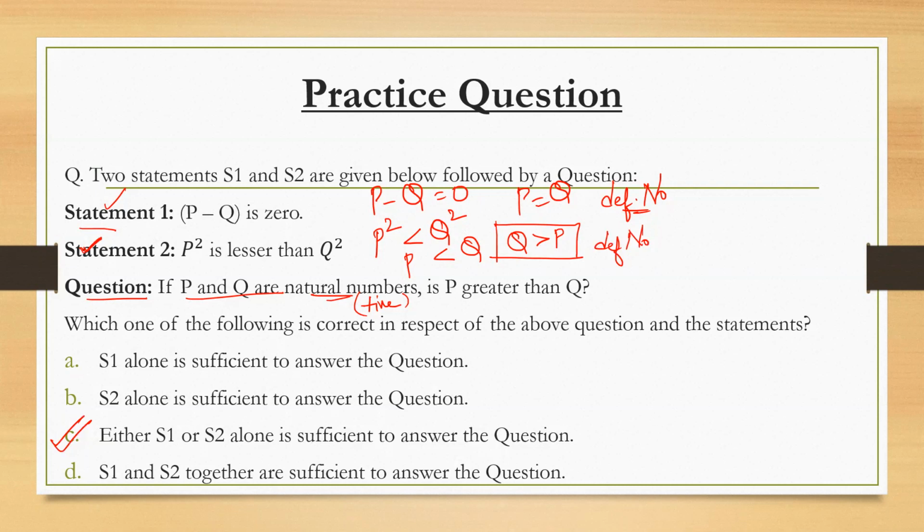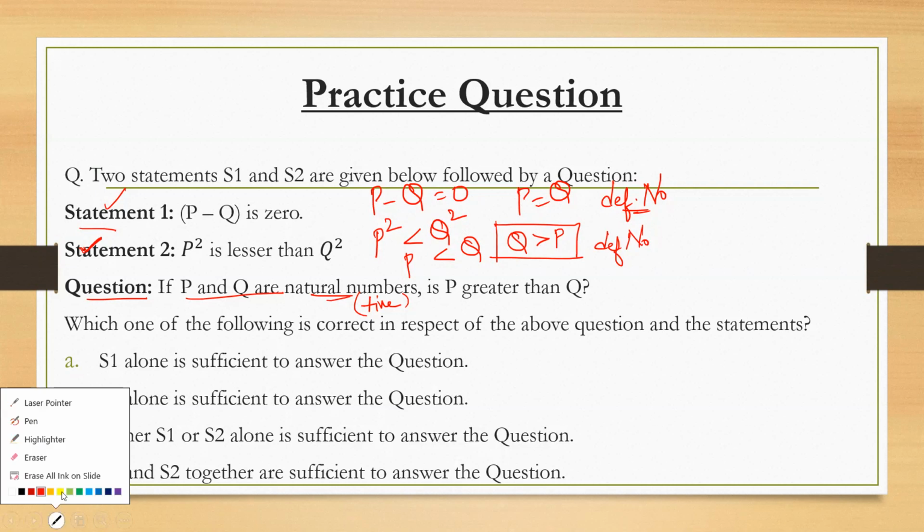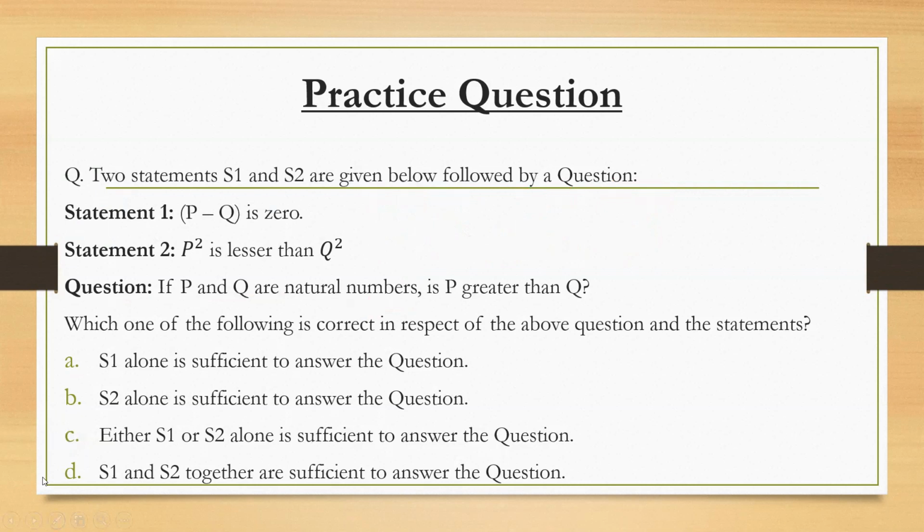ठीक है. चलो अब इसमें let me just change the question a bit. Okay, I'm changing the question a bit. You tell me what will be the answer here. P minus Q is 0. P square is less than Q square. P and Q.